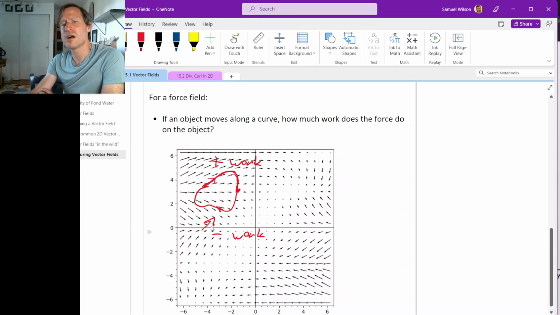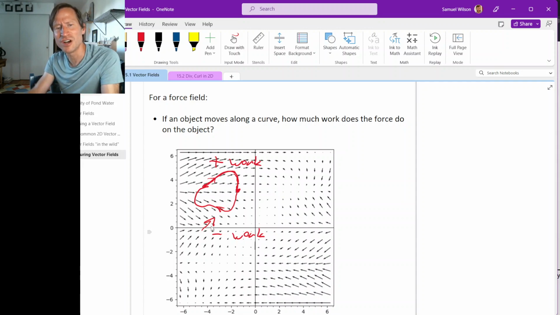So you can see now that we have this new idea for a new type of function, a vector field, we have a whole new collection of problems that we have to deal with when it comes to calculating things or understanding things about vector fields.